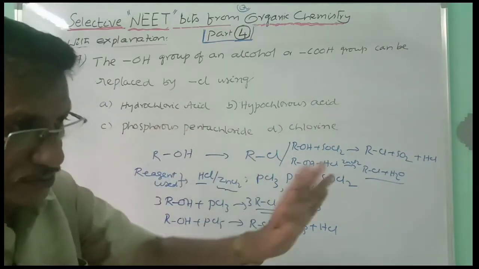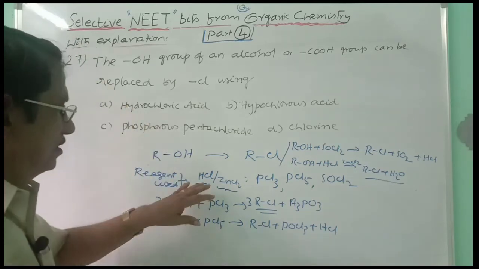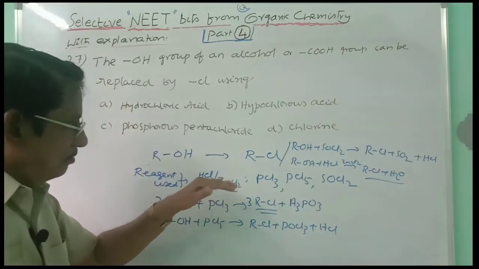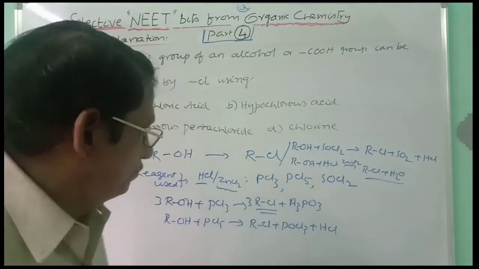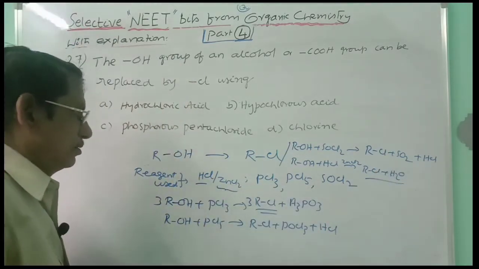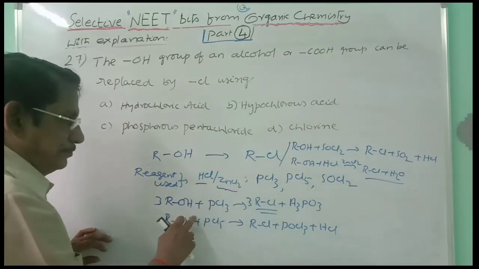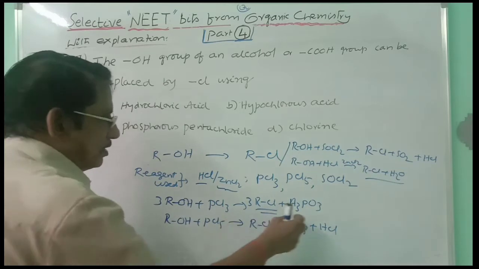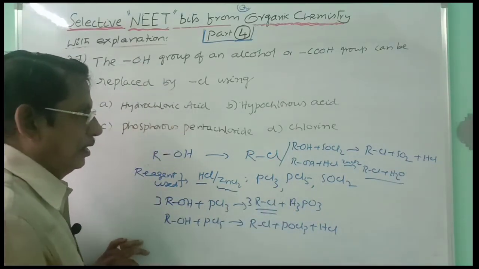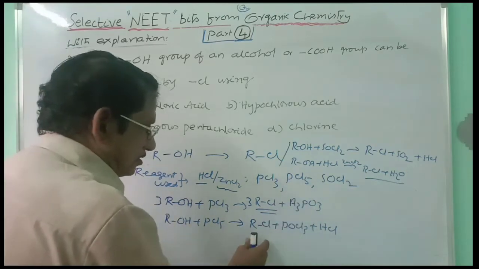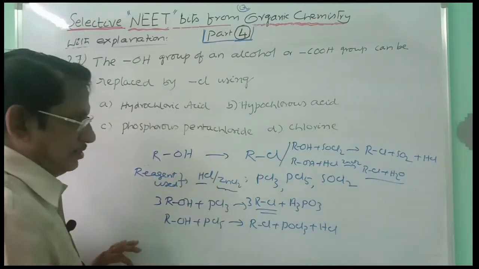And here HCl is generally not used alone because you always have to use ZnCl2 as a dehydrating agent. H2O should be absorbed there. Some complications are also there. PCl3 can be used, but along with the RCl you are getting phosphorus acid here. Separation becomes difficult. And in the case of PCl5 also, RCl plus POCl3 plus HCl, POCl3 is obtained again. Separation becomes difficult.